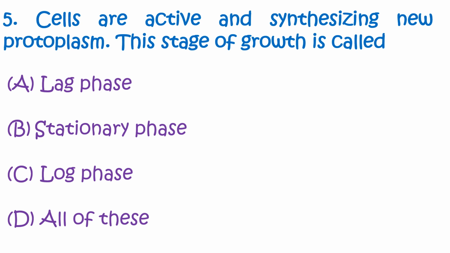Question number 5. Cells are active and synthesizing new protoplasm. This stage of growth is called as, options are option A lag phase, option B stationary phase, option C log phase, and option D all of this. And the correct answer is option A lag phase.